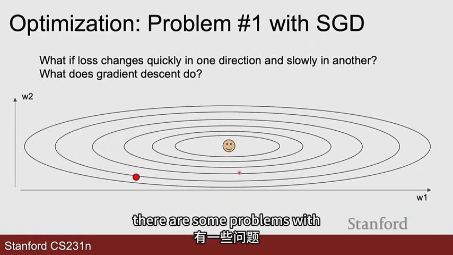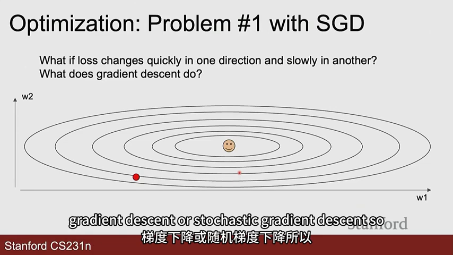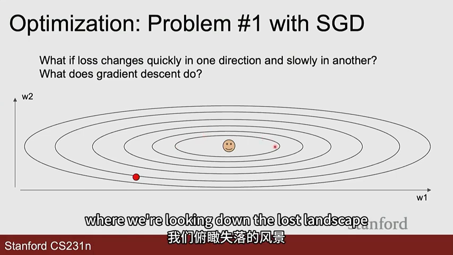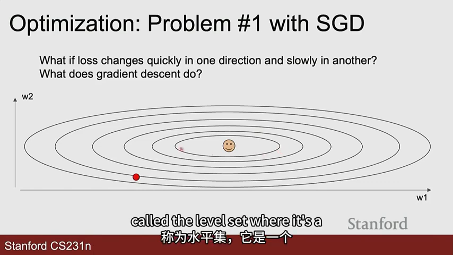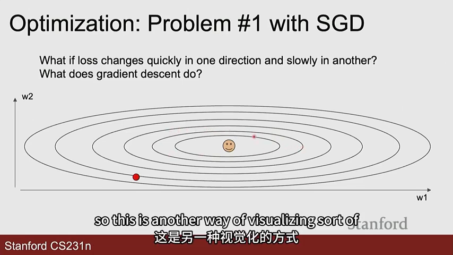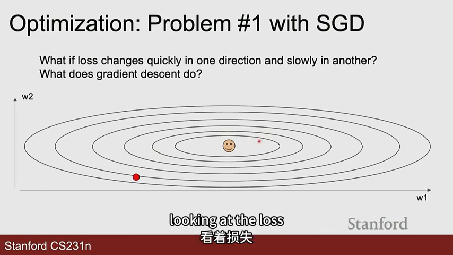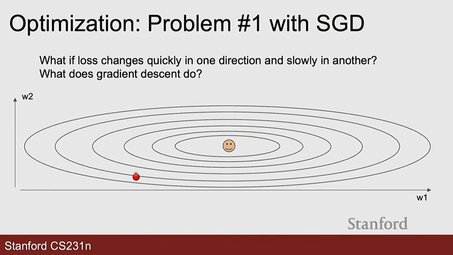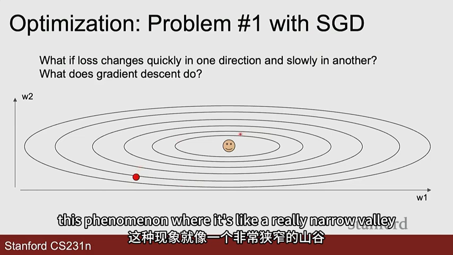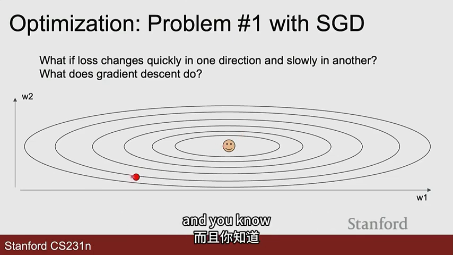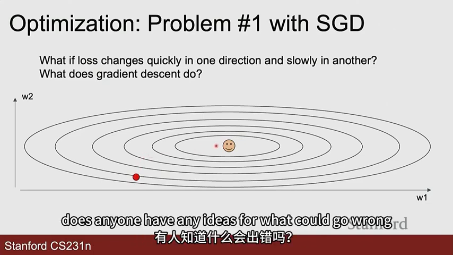Okay. There are some problems with gradient descent or stochastic gradient descent. This visualization is the same type as the colored one I showed before, where we're looking down at the loss landscape, but these curves are called level sets, where each is a set of points where the loss is the same on all of them. This is a very popular way to visualize the loss top-down, but without the colors. You could imagine a phenomenon where there's a really narrow valley, really steep along the sides, and you're trying to traverse the center of the valley. Gradient descent actually does run into issues here. Does anyone have any ideas for what could go wrong?